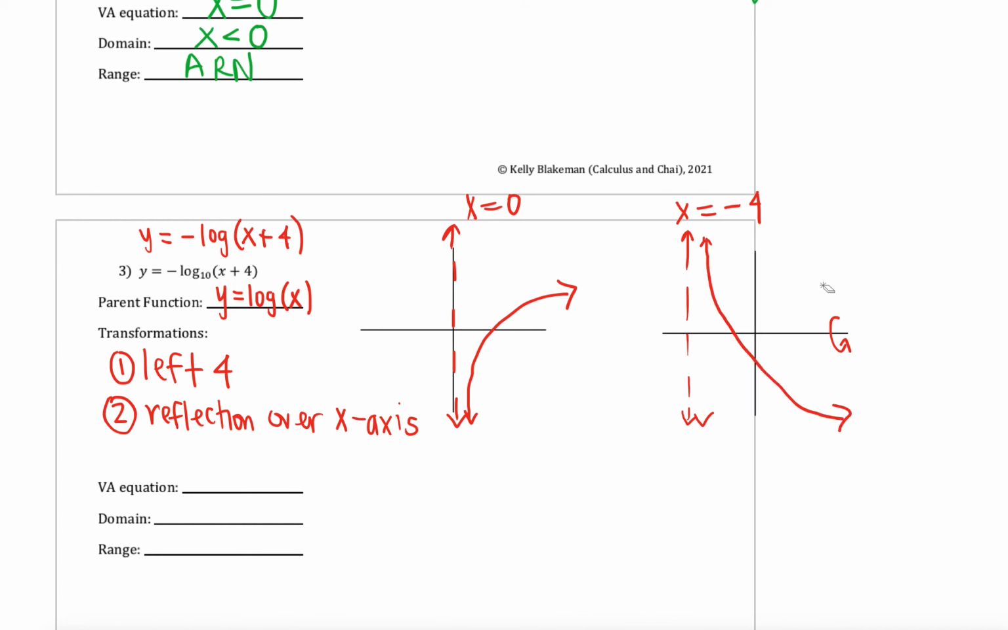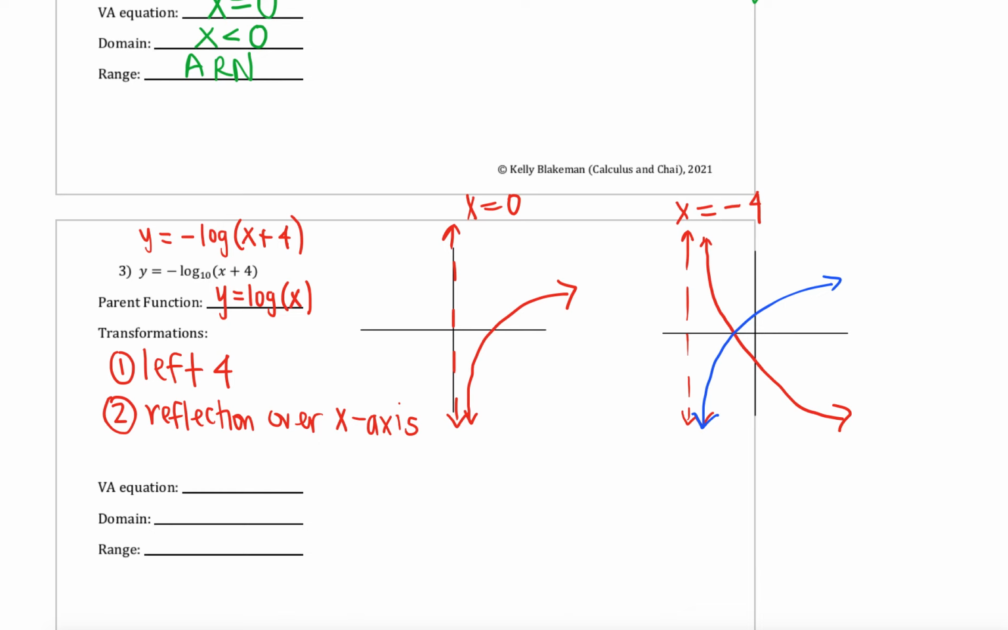I'm going to erase that in between one, so, oops, not the whole thing, so that we can see our final graph there. But if it helps, I can do it in another color. We kind of have this in-between graph that came from just shifting it to the left 4, so that's the graph in blue, and then the graph in red where we flipped it over the x-axis is our final graph. Using this information, why don't you guys find the equation for the vertical asymptote, the domain, and the range.